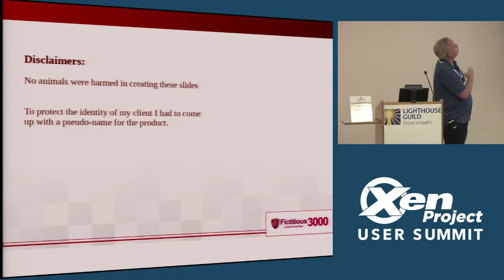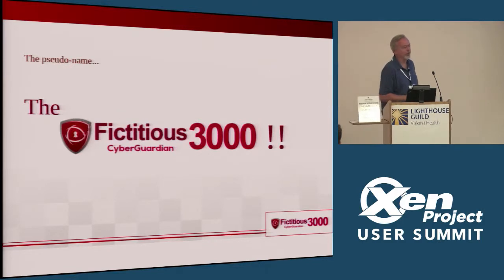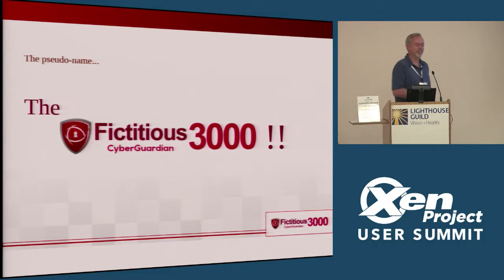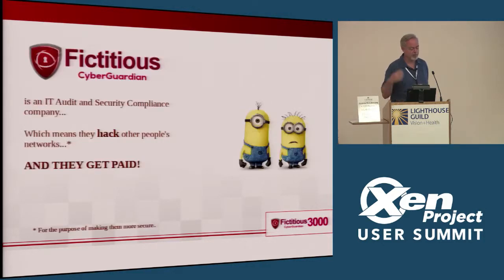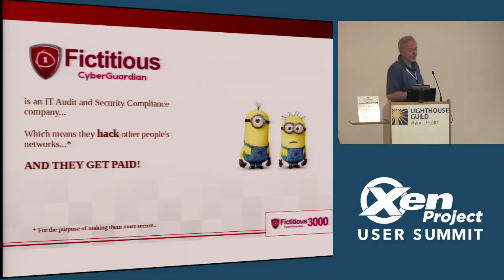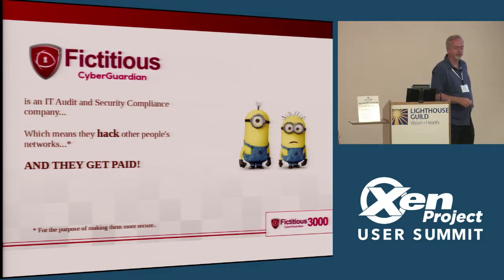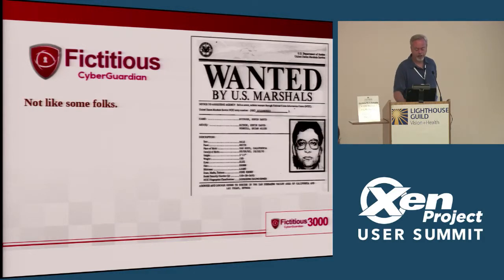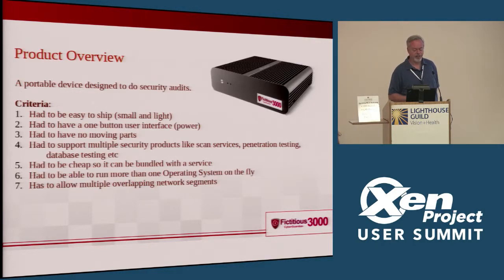I said, so take all the interesting stuff out of there. So what we've done is I've created a pseudonym for this company. It's the fictitious Cyber Guardian 3000, okay? Just imagine an echo chamber or something in there. This company, keep in mind it's a real company, but not with this name, is an IT audit and security compliance company, which means they hack other people's networks and they get paid for it. It's a really cool job to have. They're doing it for the purpose of making the other network more secure, of course. And they get paid for it.